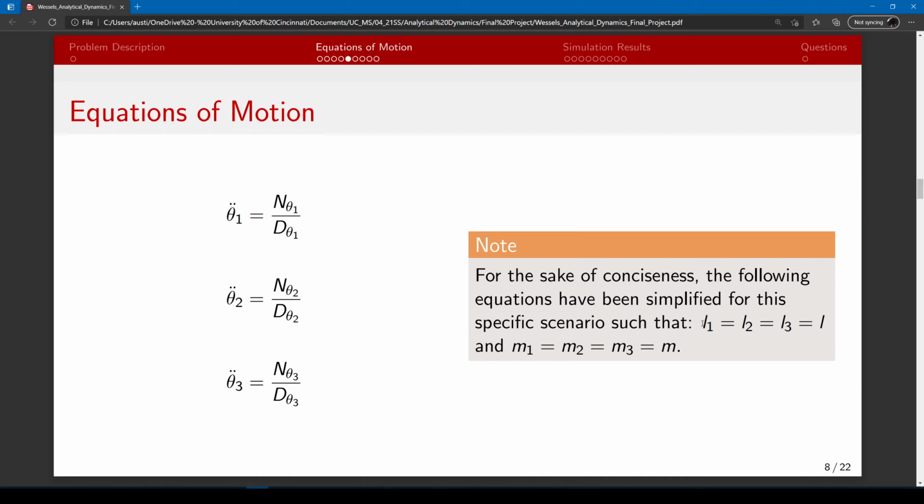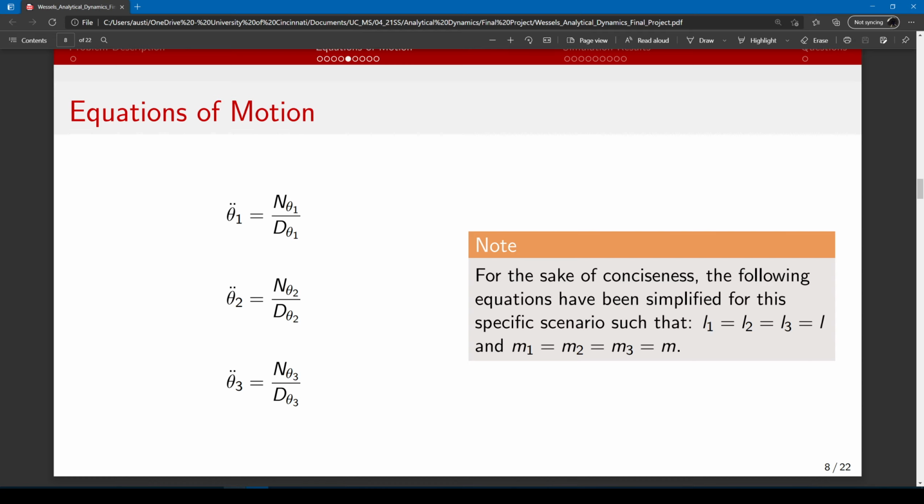For this particular simulation, we have all the lengths of the pendulum the same, L, and we have all the masses the same at M. So the equations were derived using separate lengths L1, L2, and L3, and separate masses M1, M2, and M3, but for the sake of this presentation, we're going to abbreviate the equations and simplify them with the same mass for each pendulum and the same length for each pendulum.